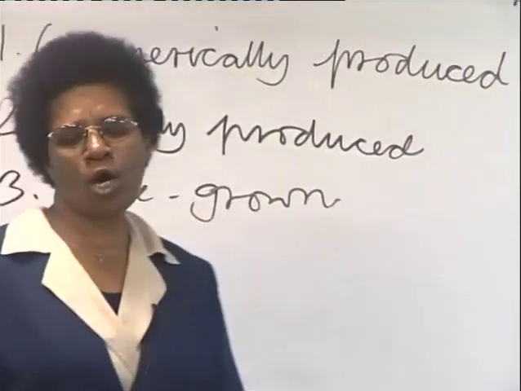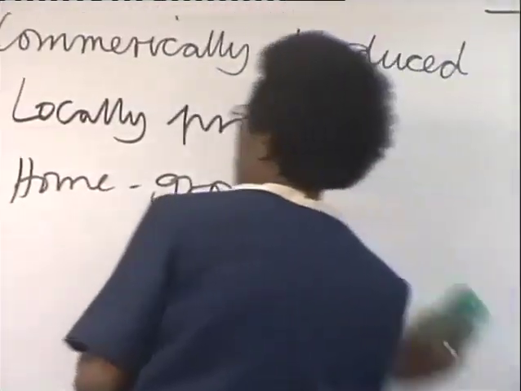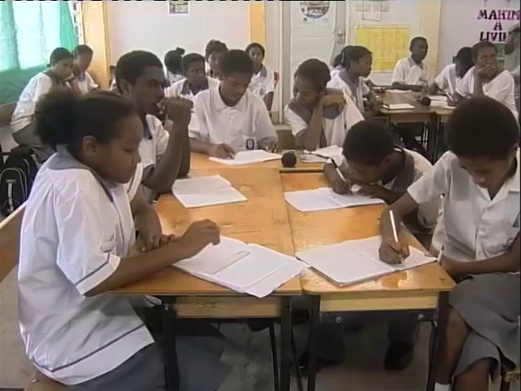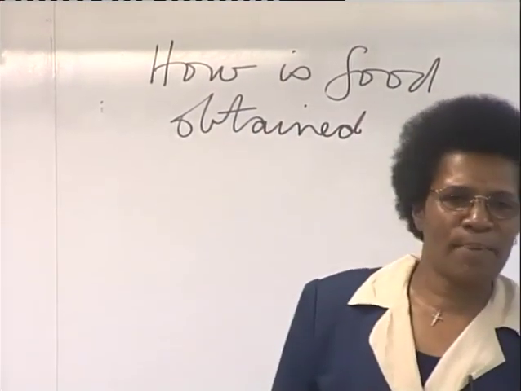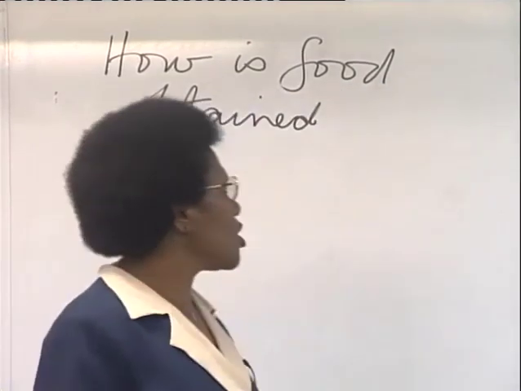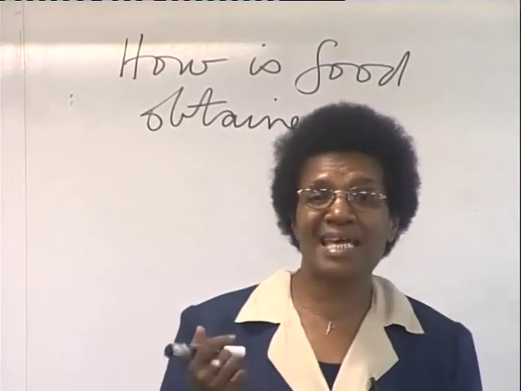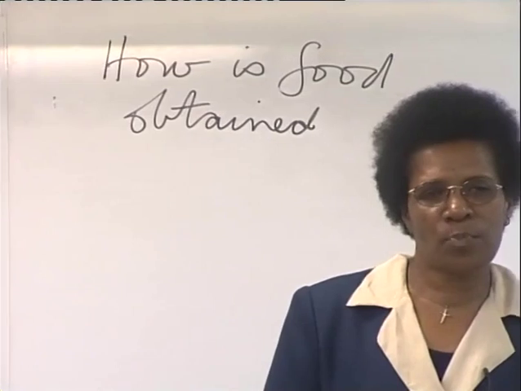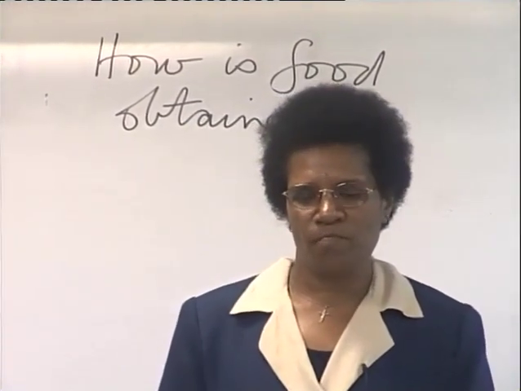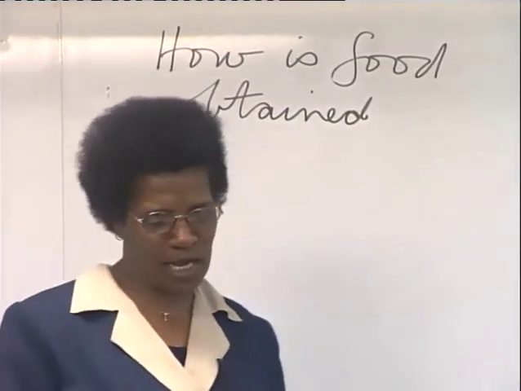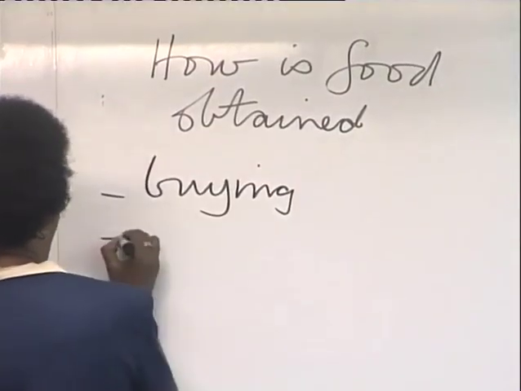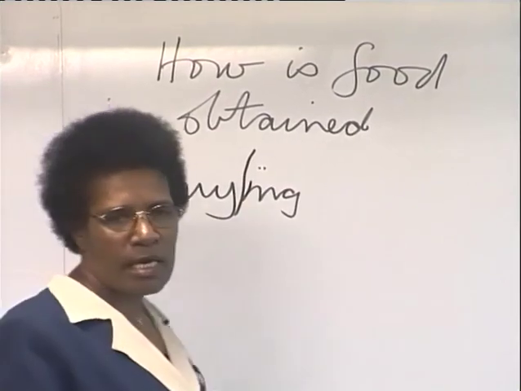Now, how do we obtain all this food? I'd like you to think about that. How is food obtained? Now we looked at the three places where food is produced. Now I'd like you to help me with how this food is obtained. We know some foods are commercially produced, some are locally produced, and some are homegrown. Let's brainstorm and see what you have, Tulanga. We buy them. Good. Okay, buying. Any others? Yes, Shane. We grow them ourselves. Good.